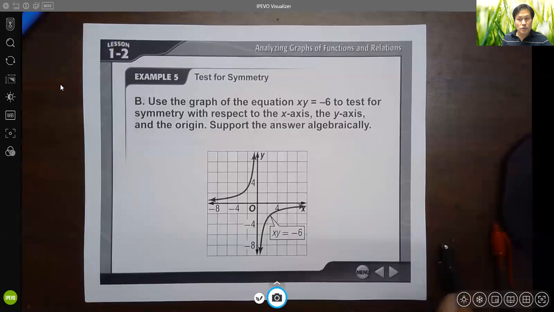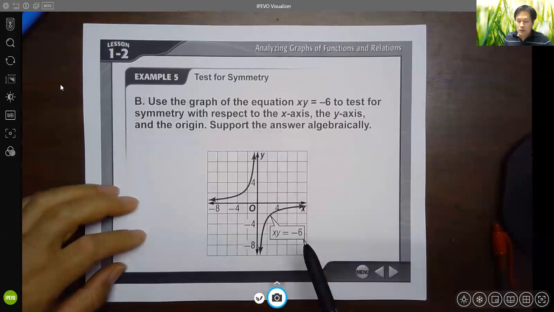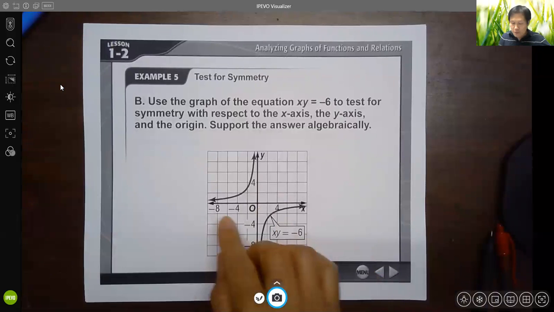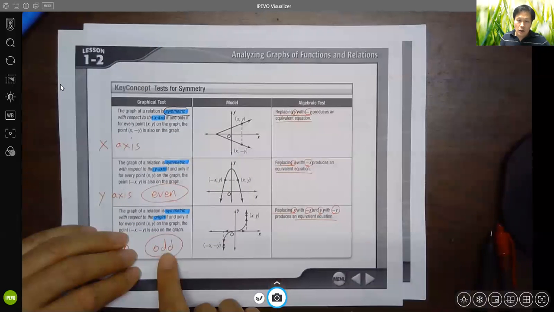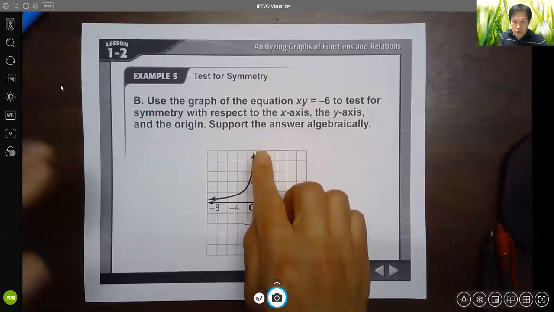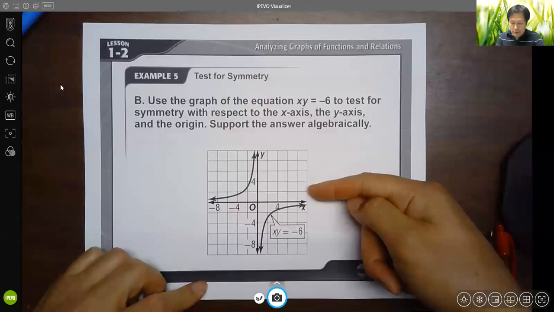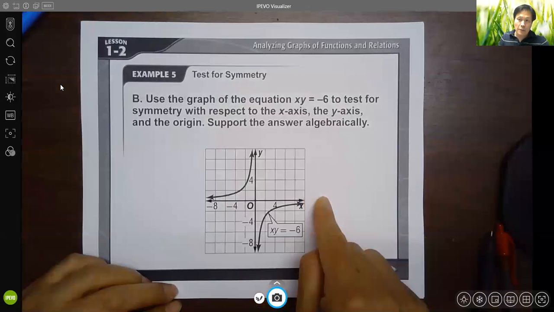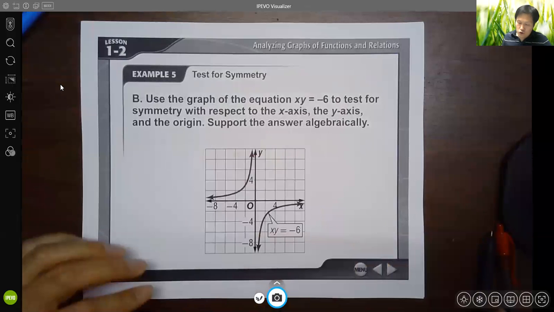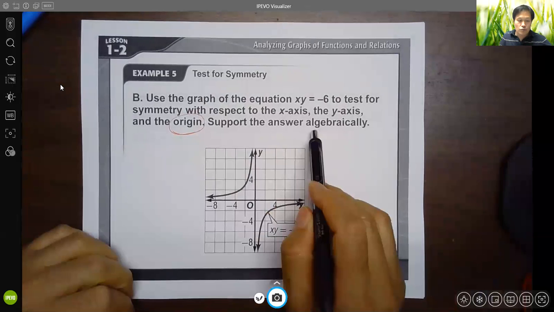Okay, pause the video. Try this. Use the graph of the equation xy equal to minus 6 to test for symmetry. Okay, you should know just by looking at the graph that it should be symmetric over origin, which is an odd function. How do you know? This top left corner of the graph, you can reflect over y-axis, which is going to be something like this. Then you reflect over x-axis, so they're going to match. So you should know it's over origin by looking at the graph, then support the answer algebraically.